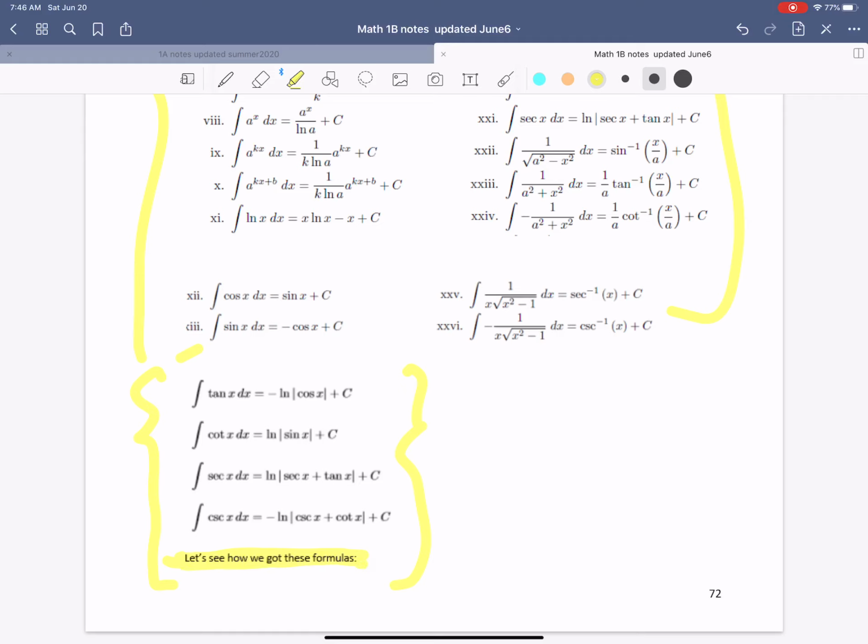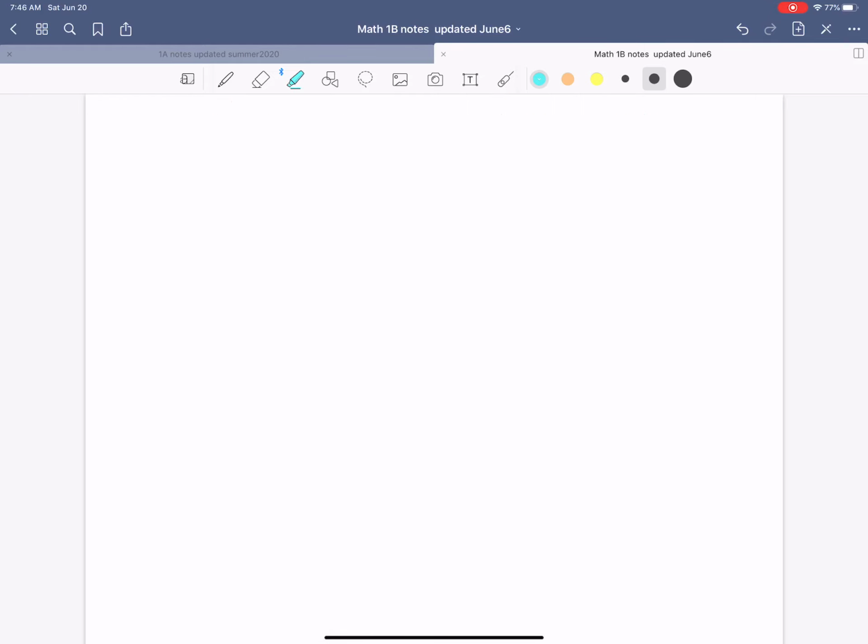The integral of tangent x is natural log of cos x plus c. So we're going to derive these four formulas. Okay, let's start with the first one. Integral of tangent x dx.